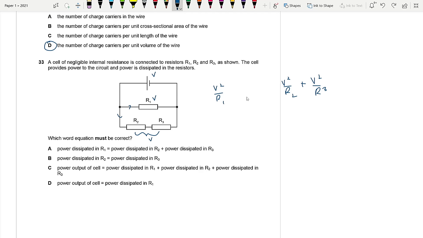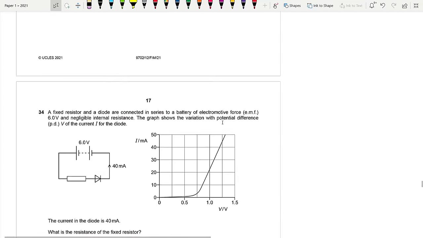Power output of cell is equal to power dissipated in R1, R2, and R3. Now, this is true, because these three are getting power from the cell. So the power dissipated in the cell, which has negligible internal resistance, should be equal to the power dissipated in these three resistors, okay? If there was internal resistance, though, this would not have been true, okay?